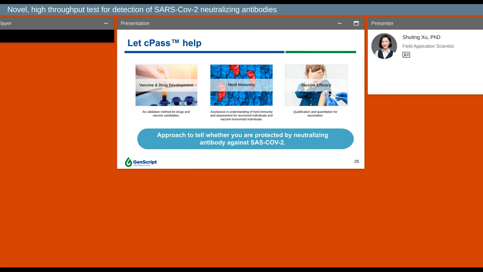And third, of course, cPass can help you and your country monitor vaccine efficiency. As I already showed you in our last unpublished data, even though everyone can be vaccinated, it doesn't mean everyone is protected equally well, given different levels of immune response. So with the cPass tool, you can better monitor post-vaccination how the whole population responds to the vaccine.